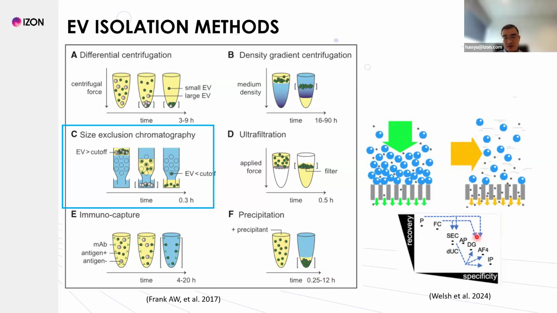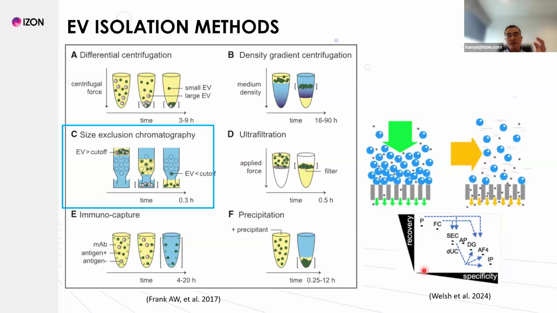As you see in the bottom right image, the SEC method is quite ideal, with good recovery and specificity. You can see the precipitation method, the recovery is good, but the specificity is not good, which means it's not that pure.